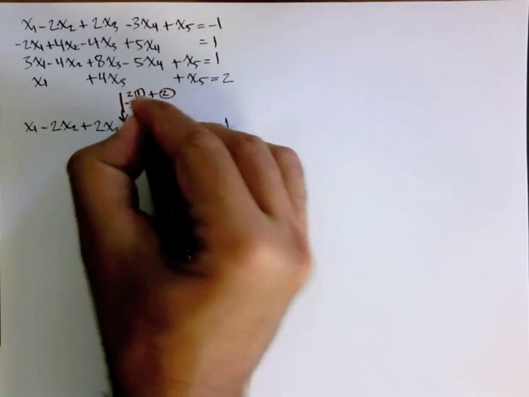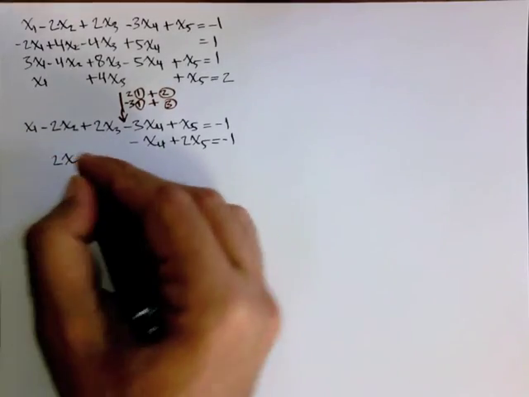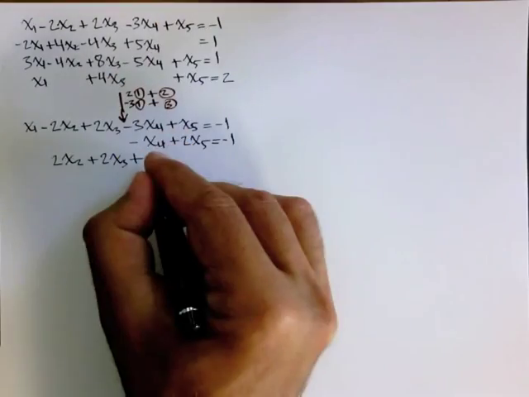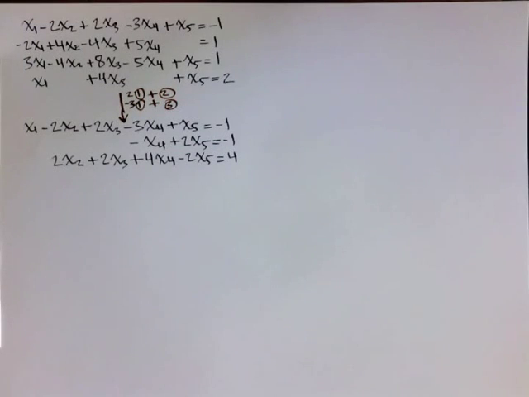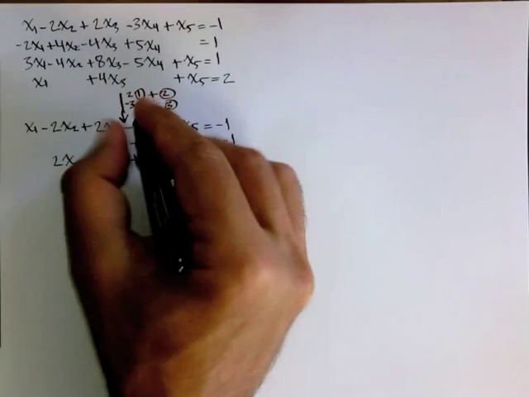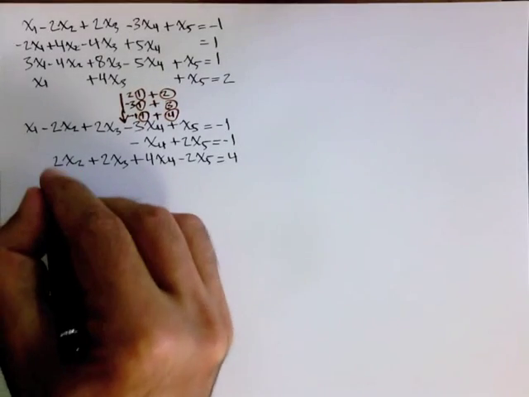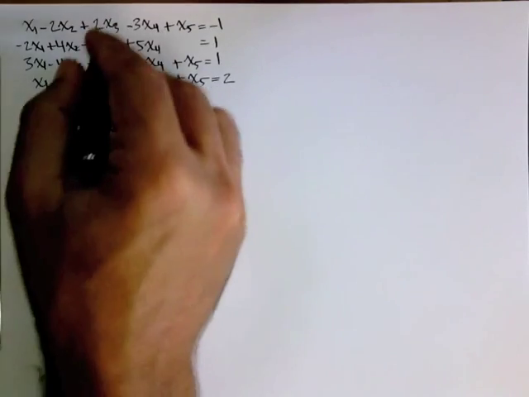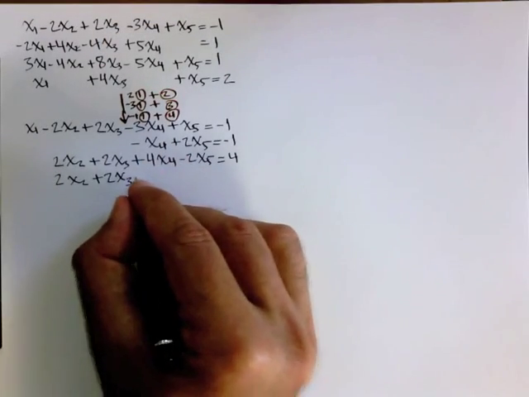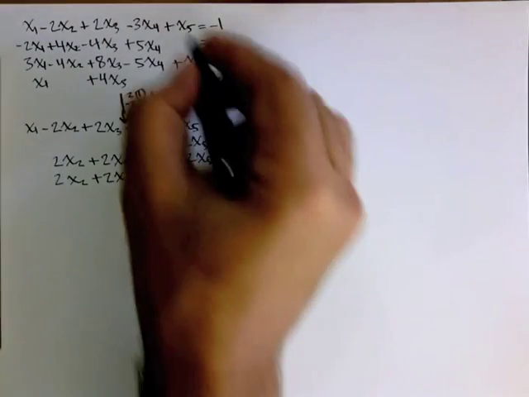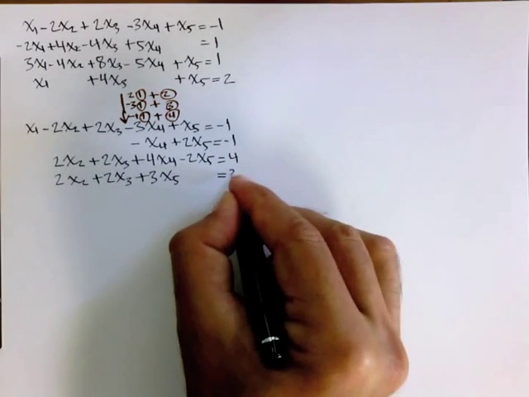To get rid of 3x1 in equation 3, we add negative 3 times equation 1 to equation 3, which becomes 2x2 plus 2x3 plus 4x4 minus 2x5 equals 4. Finally, we get rid of the x1 in equation 4 by adding negative 1 times equation 1 to equation 4. And equation 4 becomes 2x2 plus 2x3 plus 3x4. That's an x4, not an x5. I'll correct it in a sec. There's no x5 here, equals 3.